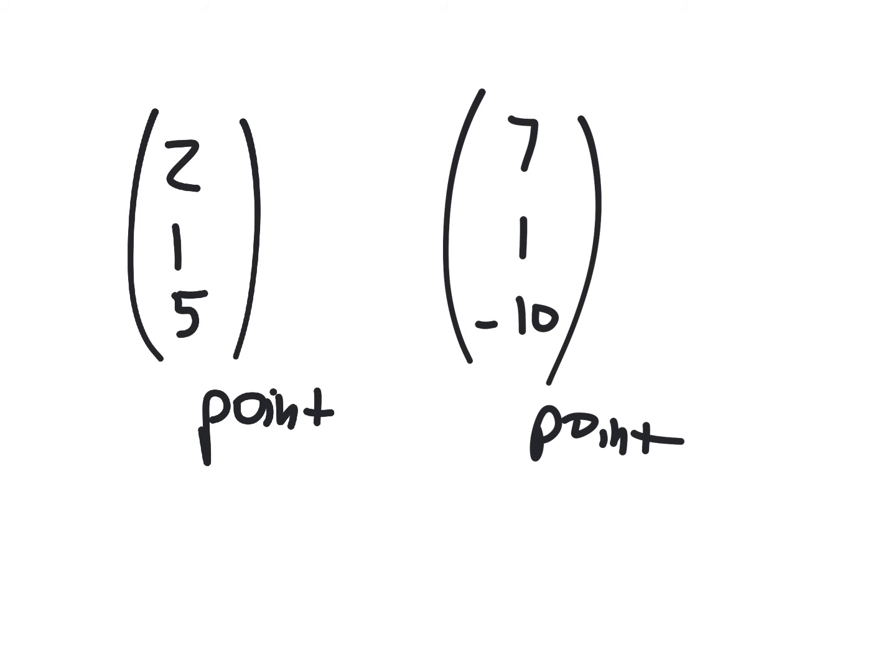And we have to know a direction to do vectors. So I'm going to say it starts here and goes to... So you always read from left to right, right? So it starts at 2, 1, 5, and it goes to 7, 1, negative 10. Can you write a vector for that?